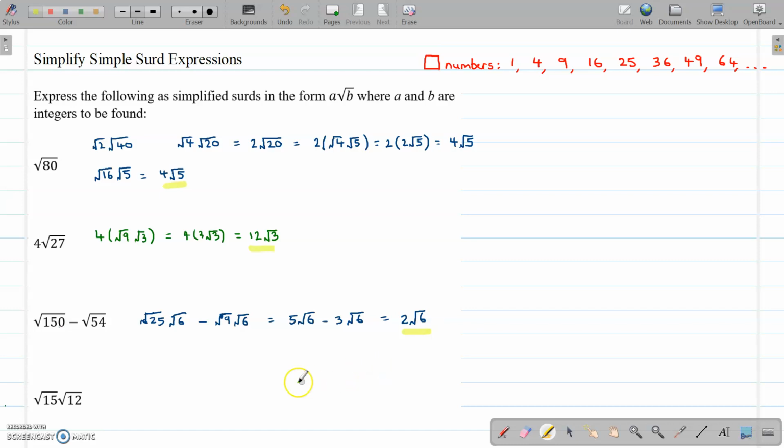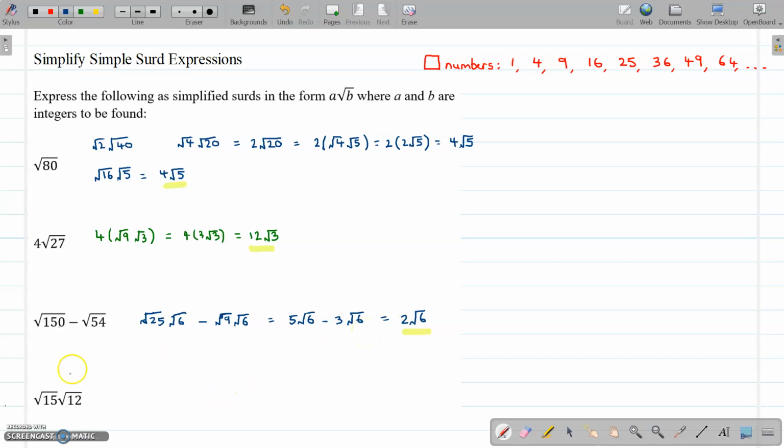And finally, we have root 15, root 12. Now, you could combine the two to make root 180. I wouldn't necessarily recommend that, because if you've got two large numbers under square root signs, you multiply them together, you get a much larger number. You may not know how to work with that number. It may be better to work on each bit individually.